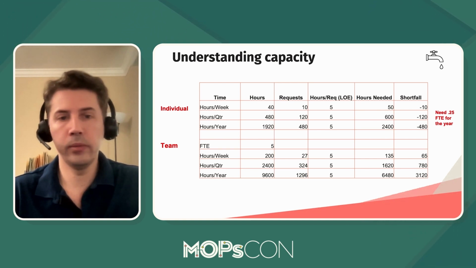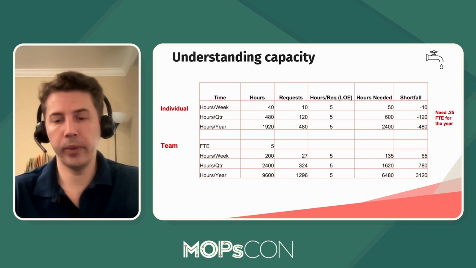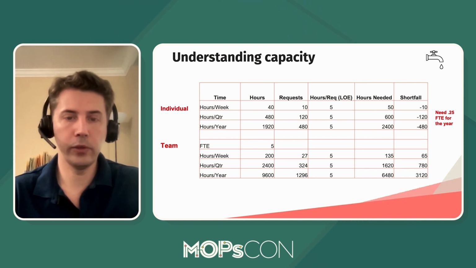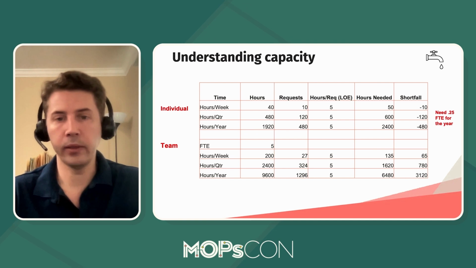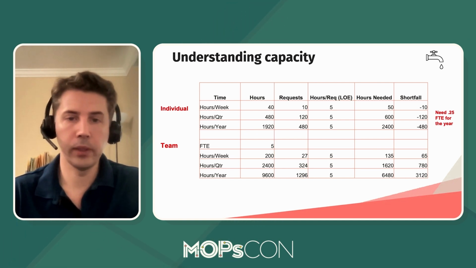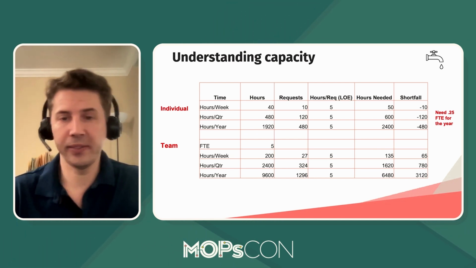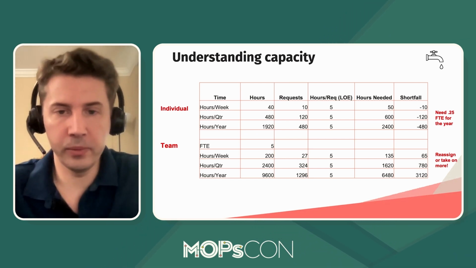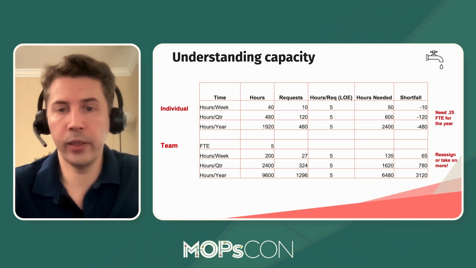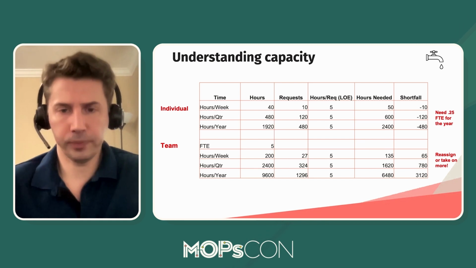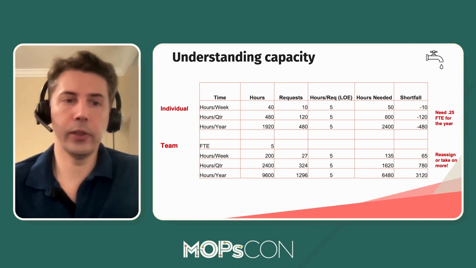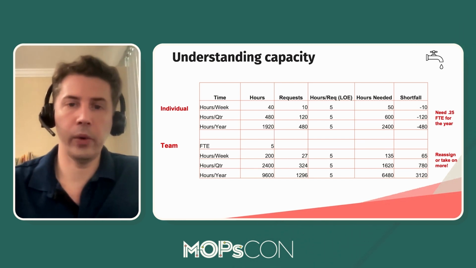Now, for your whole team, you might have a total workload capacity of 9,600 hours for the year. But your current demand, as you see it, is 6,400. That means you get an extra 3,000 hours. So, reassign people, take on more work if you can. Manage that. There's a lot of opportunity with those hours.